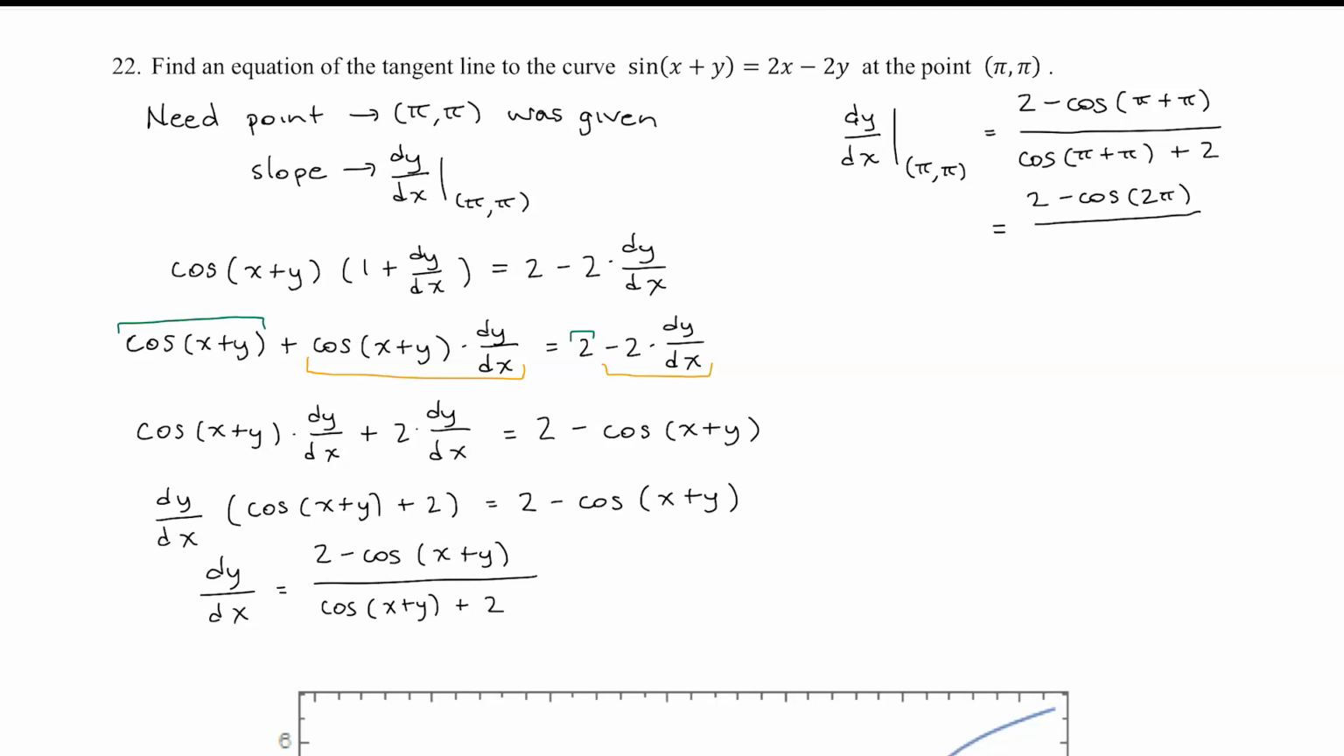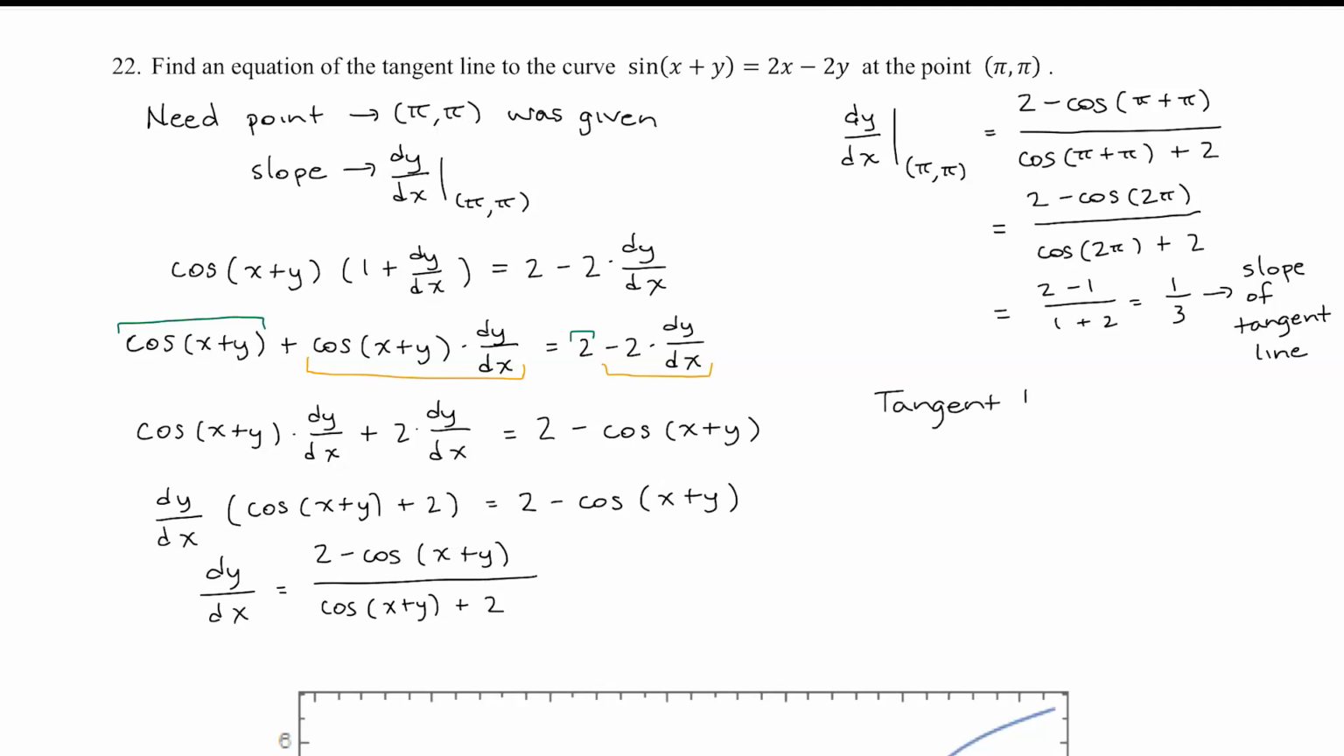So I have 2 minus the cosine of 2 pi over the cosine of 2 pi plus 2. So I don't know if you remember your trig, but the cosine of 2 pi is 1. So the slope of the tangent line is actually 1/3. So just as a reminder, slope of the tangent line, slope of the curve, instantaneous rate of change, that is the derivative.